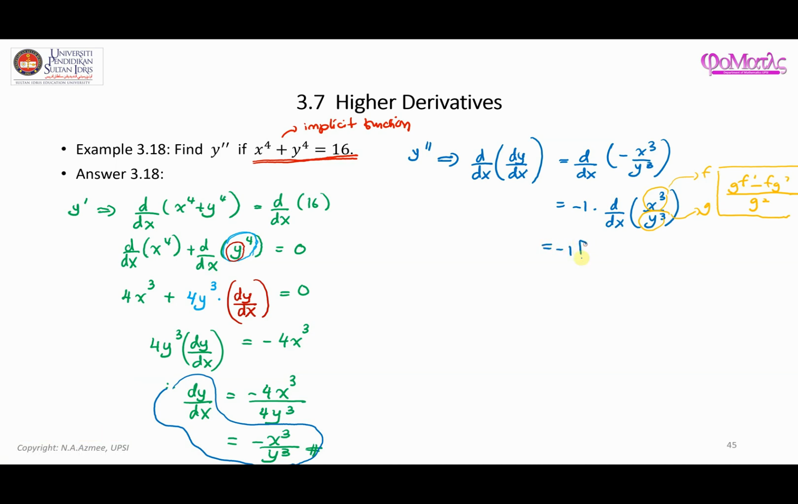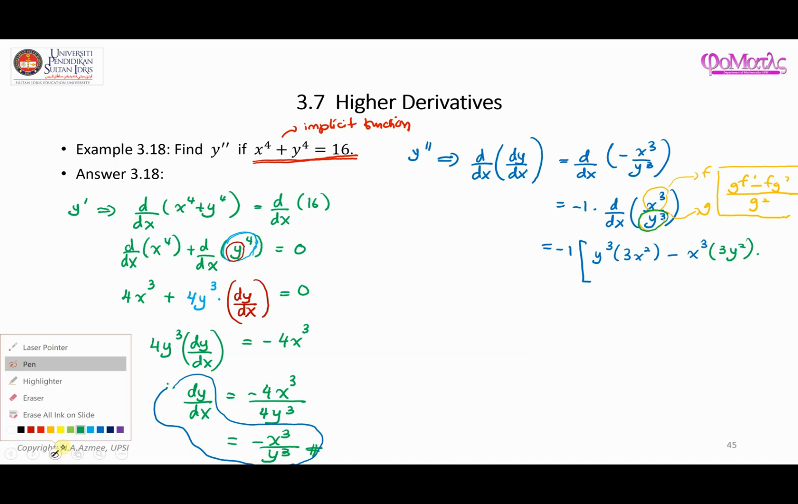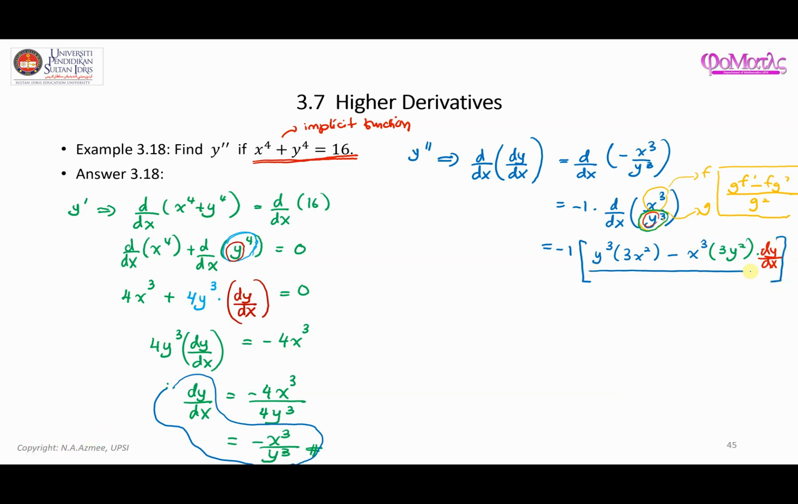So here we will have negative 1. Now g is y cubed. If you differentiate f, you will get 3x squared, minus, now f is x cubed, times g prime. Here again we're going to apply the chain rule. The outer function, if you differentiate that, you will get 3y squared, multiplied with the derivative of the inner function. So y is a function, and if you differentiate that, you will get dy/dx. All over g squared. So g squared is y cubed squared, so you will get y to the power of 6.